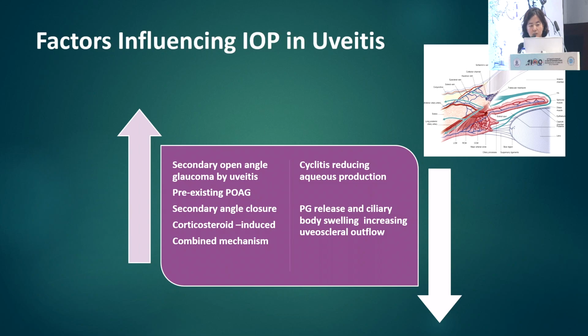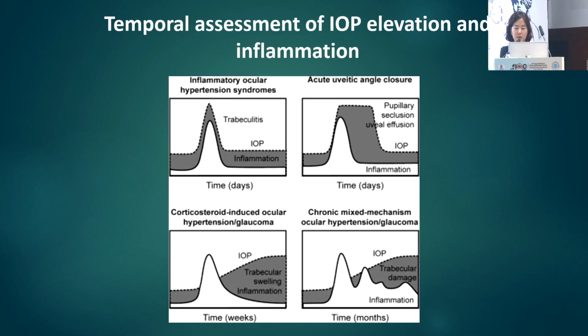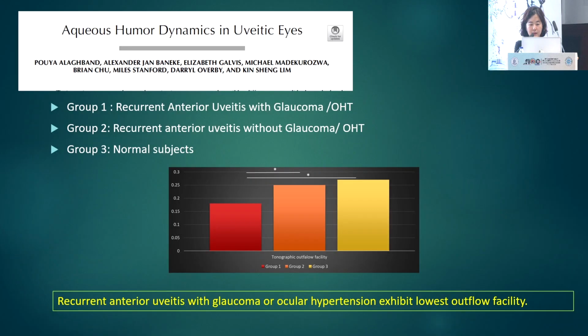There are many factors influencing intraocular pressure in uveitis, so it is very hard to understand the exact etiology of IOP elevation in these cases. But for effective treatment, it is very important to understand the mechanism of IOP elevation in these patients. So there is a schematic recommendation on the etiology of the IOP elevation, based on the timing of IOP elevation and inflammation, into 4 mechanisms.